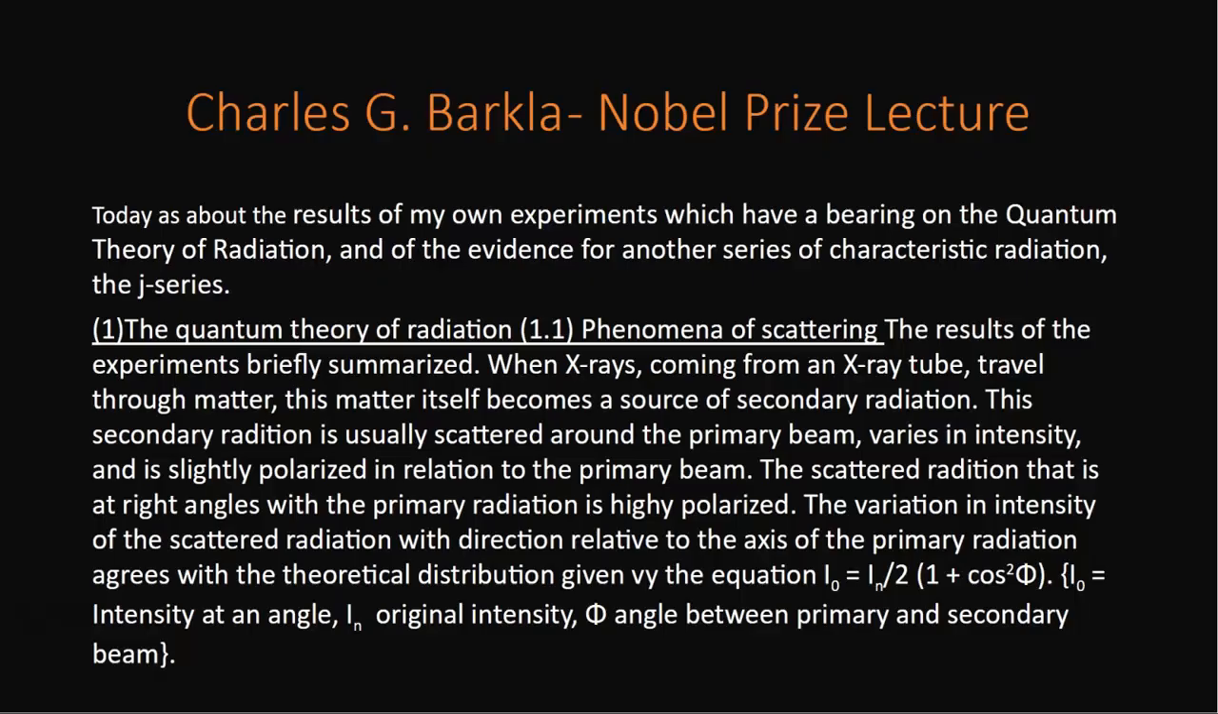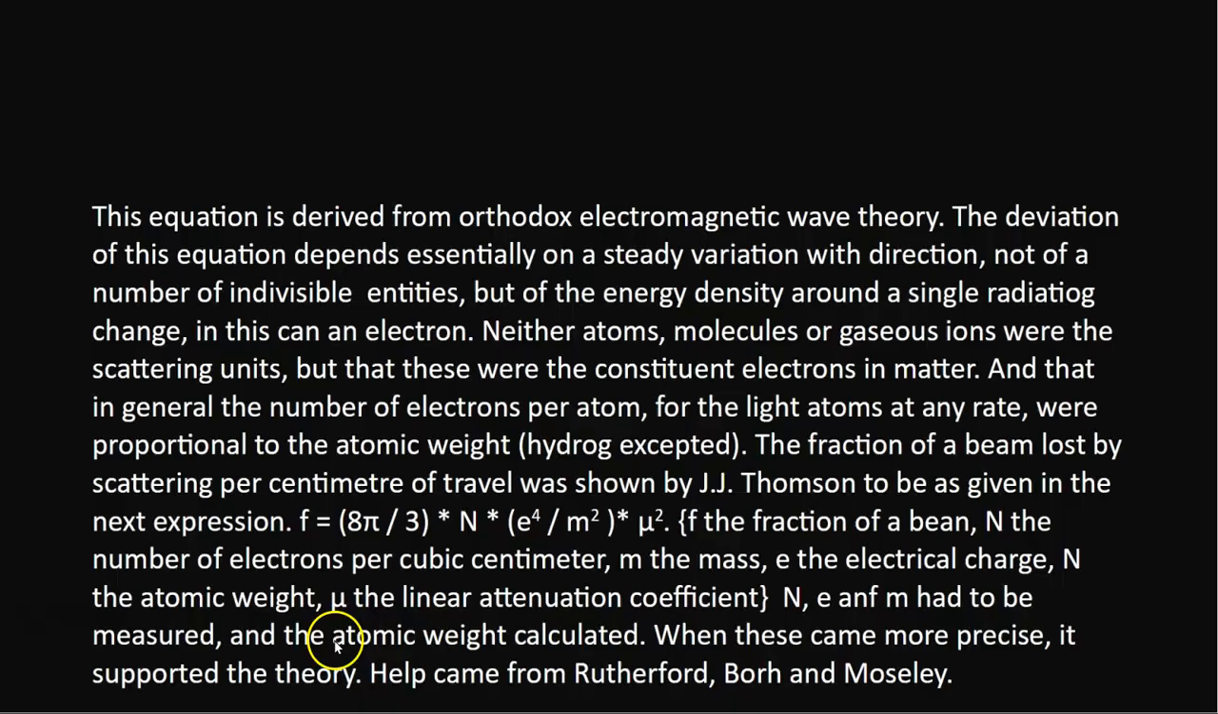I_φ = I_0 / 2 × (1 + cos² φ). Here you can see what is meant by that. I_φ is the intensity at an angle, I_0 was the original intensity, and φ is the angle between the primary and secondary beam. This equation is derived from orthodox electromagnetic wave theory.